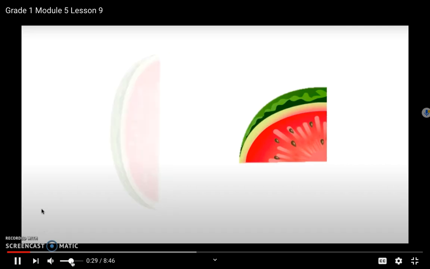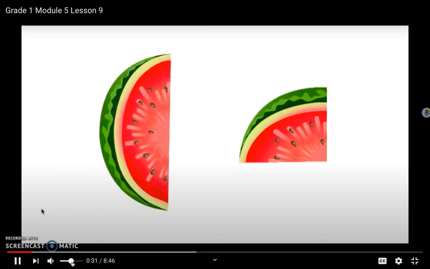Yeah, good idea. I would pick one of the halves too. Why? Because it's bigger. I don't want a little teeny tiny little bitty one. I want a big old juicy piece of watermelon. All right, perfect. I'm glad we're on the same page, friend.